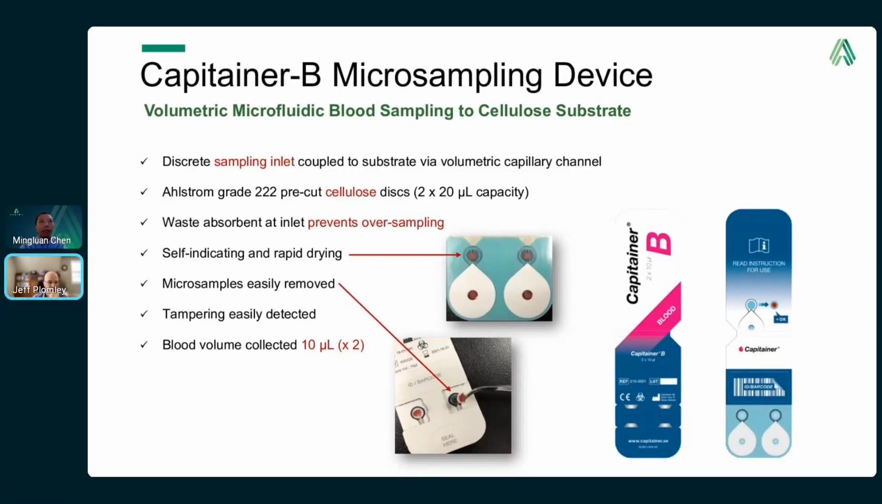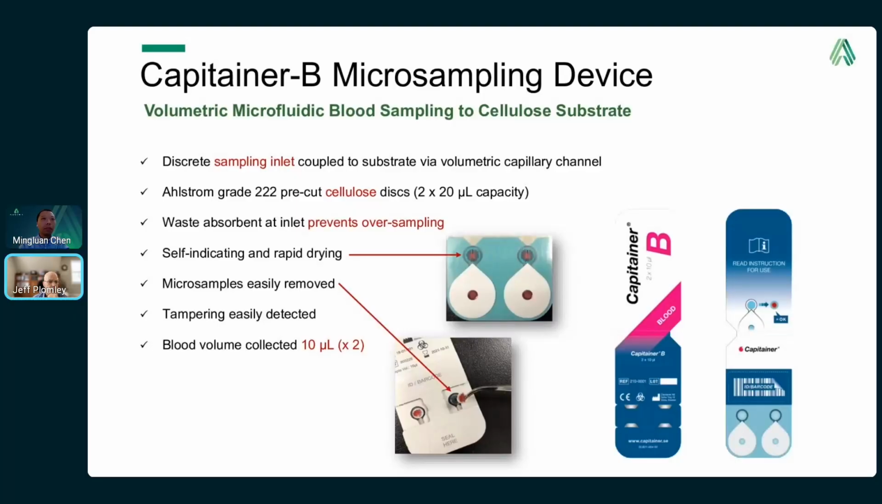So here's the sampling inlet. Here's the translucent window where we can see that we have successfully collected our blood spot. And then the microsamples are easily removed from the back side of the card. These pictures here were the original Capitainer Q DBS. So this is the updated Capitainer B packaging.